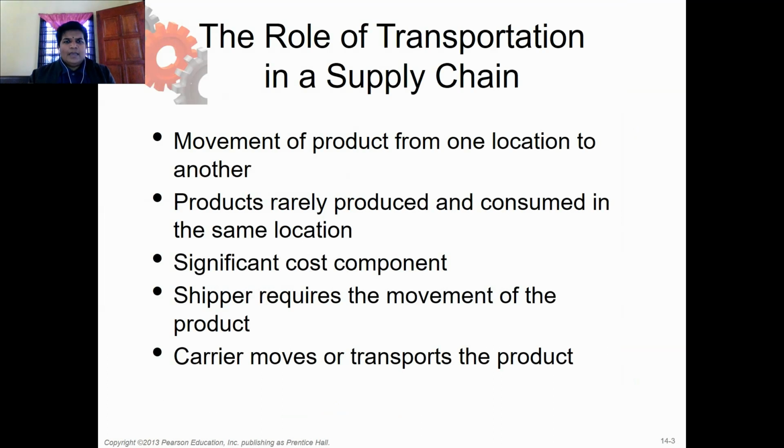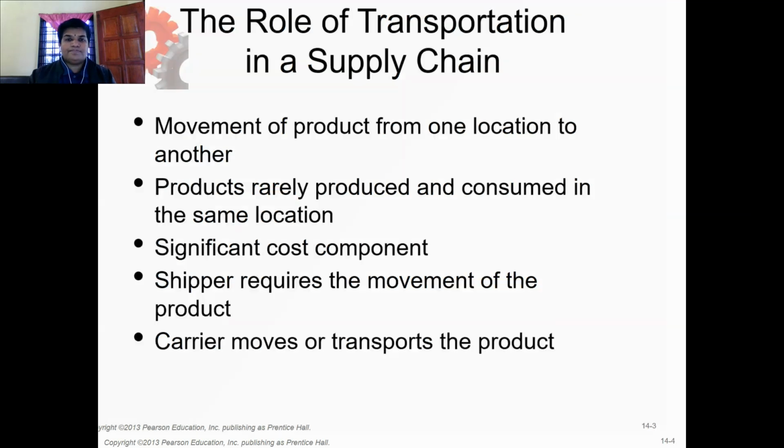Again, simply as mentioned earlier, it is the movement of product from one location to another location. A particular product is rarely produced and consumed in the same location, so it will travel to many places. Of course it incurs cost, and the cost is a significant component. Shippers require the movement of the product, and carriers move or transport the product.